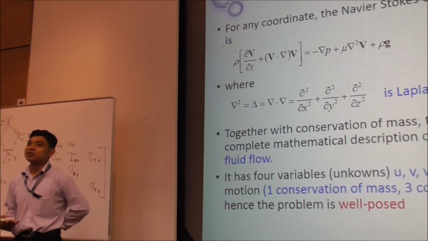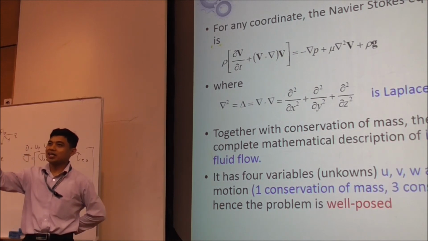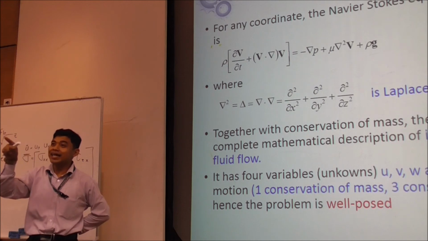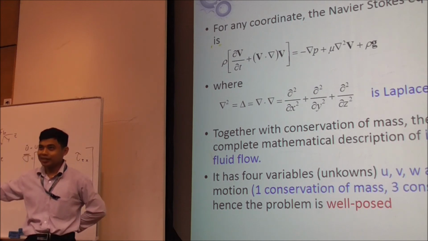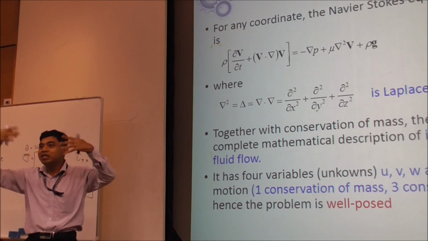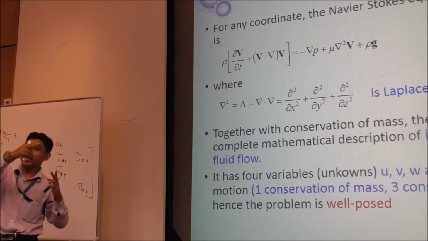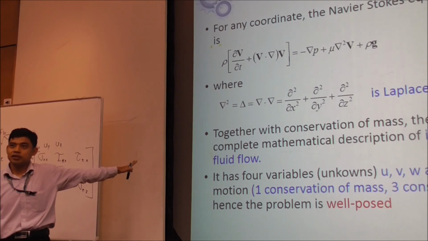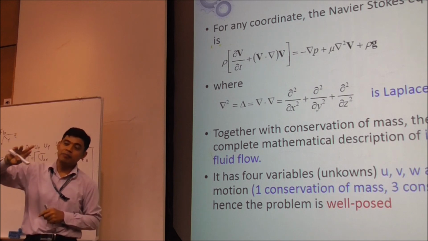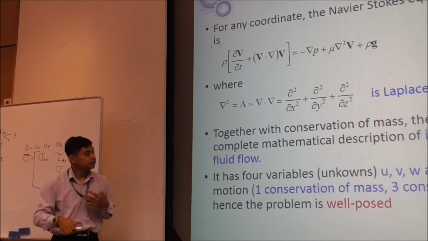If you remember your simultaneous equations, you have a plus bx equal to 2, right? And then you have c plus dx equal to something. You can do a substitution or elimination to get the value of x and y. Same goes for this one. So you have four equations, four unknowns, then it is well posed, you can solve it.